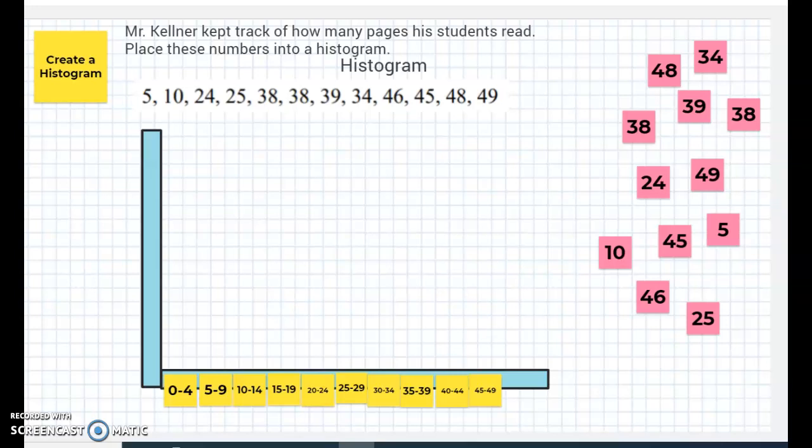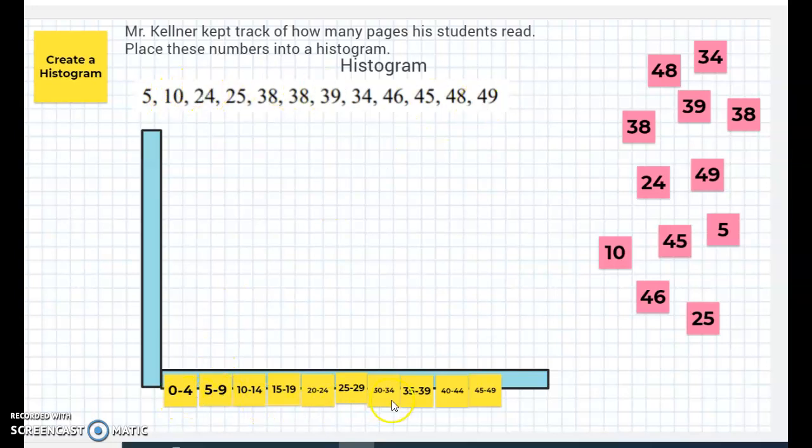Today we are going to be reviewing histograms, and then tomorrow you're going to have a quiz that looks identical to this. Mr. Kellner kept track of how many pages his students read. Place these numbers into a histogram. So here we have all of the numbers of how many pages his students read. So 5, 10, 24, and so forth.